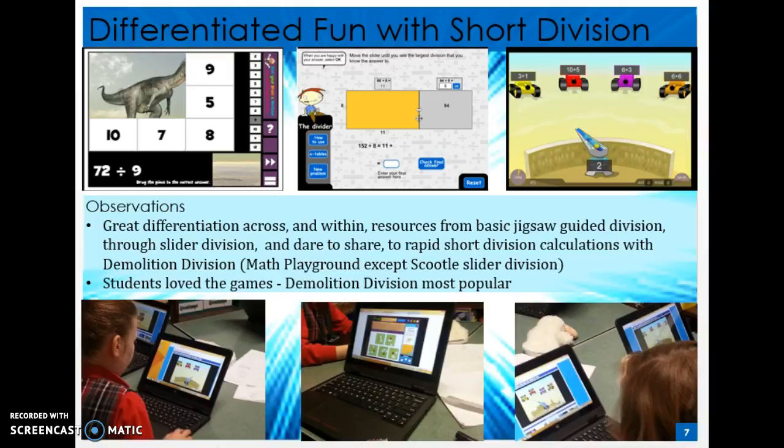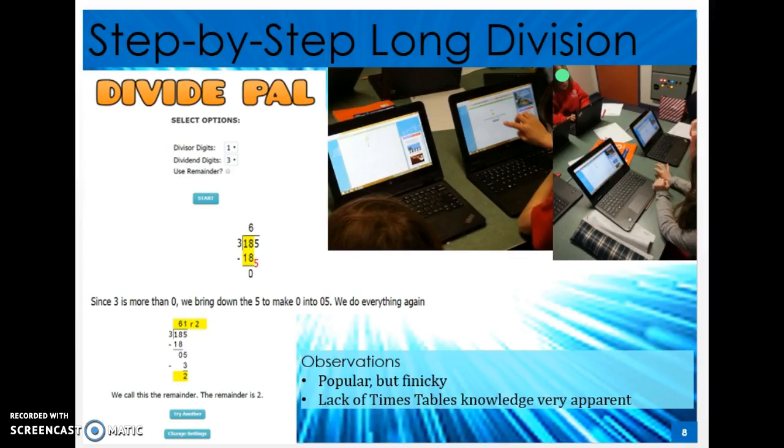Just a huge win, and interestingly, it could be set at a lot of different levels, so you could vary the degree of difficulty with the actual sum itself and with the speed of the approaching tanks and so on. So really a very versatile and highly popular resource.